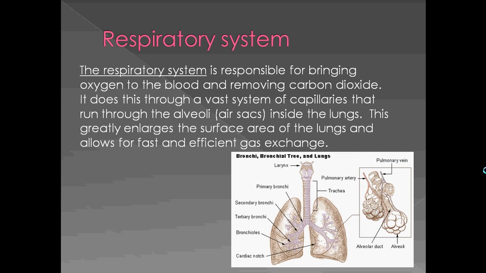The respiratory system is responsible for bringing oxygen to the blood and removing carbon dioxide. The different parts of the respiratory system can be seen in the diagram below, which consists of a vast system of capillaries that run through the alveoli inside the lungs. It allows for fast and efficient gas exchange.